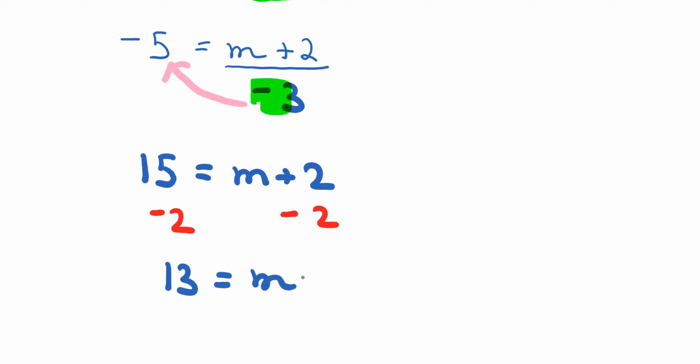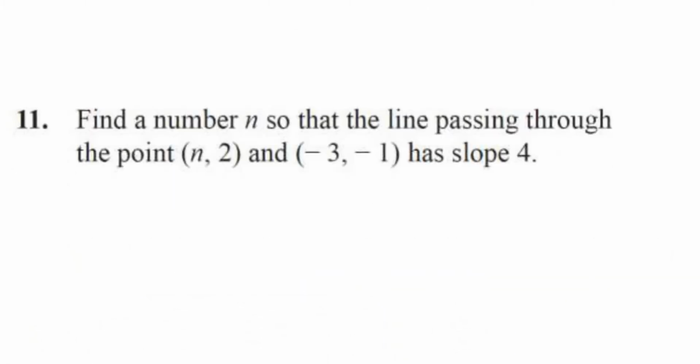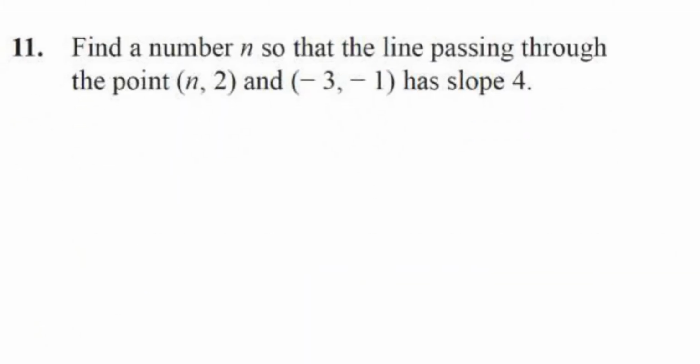Questions 11, 12, 13, and 14 are very similar to question number 10. We're just changing the numbers, and the rest of the question has to do with a little bit of algebra work. So question number 11, a similar problem. I need to find the number n so that the line passes through the points (n, 2) and (-3, -1) and has a slope of 4.